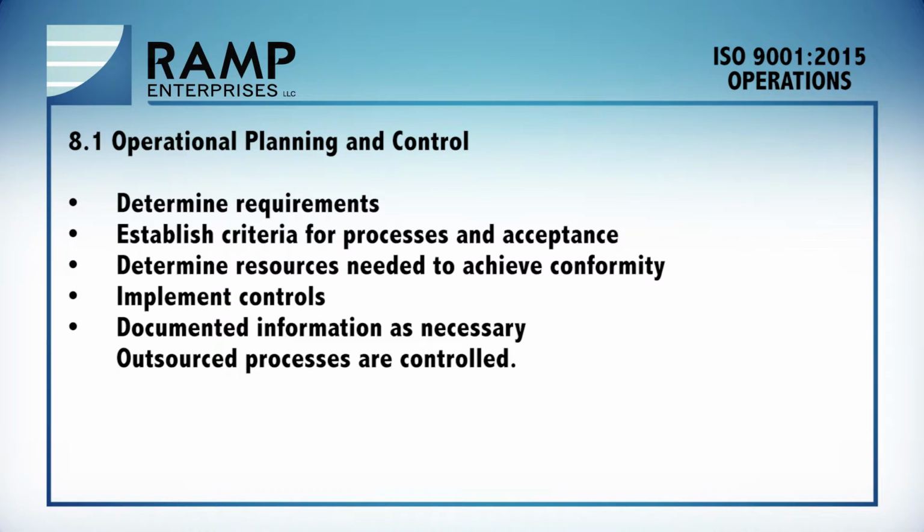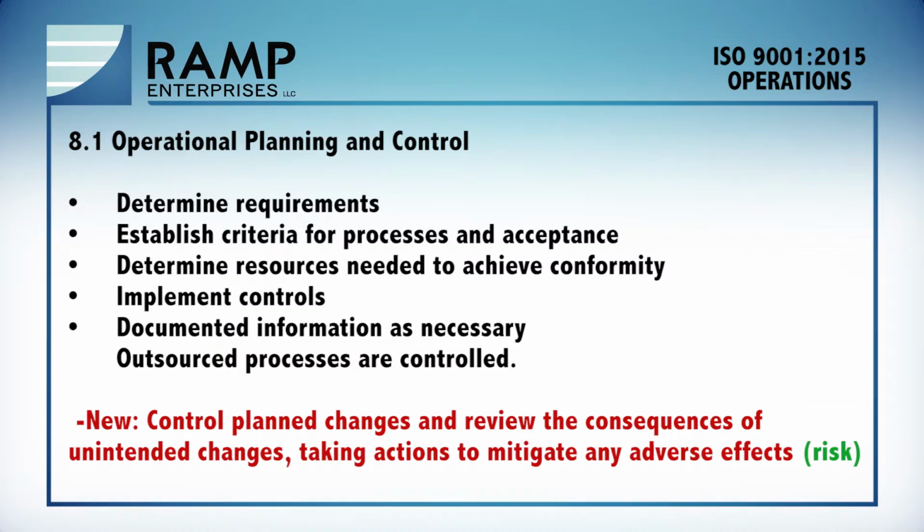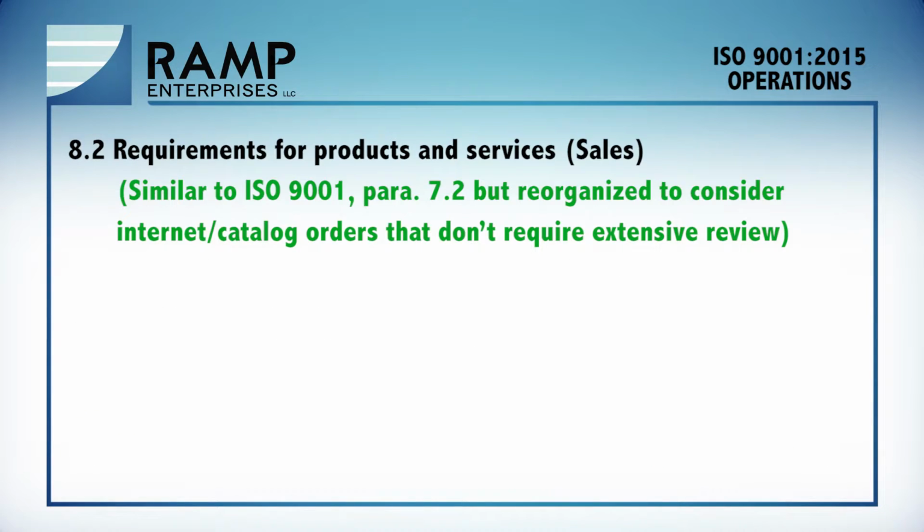From the top, 8.1, operational planning and control. A new requirement is to control plan changes and review the consequences of unintended changes, taking actions to mitigate any adverse effects or risk. Next section, 8.2, requirements for products and services, otherwise known as sales, very similar to 7.2, but reorganized to consider internet and catalog orders that don't require extensive review.